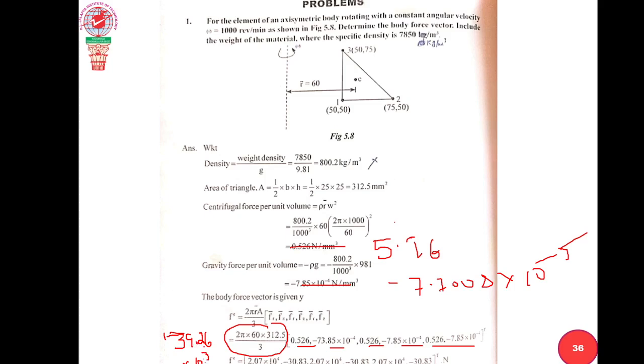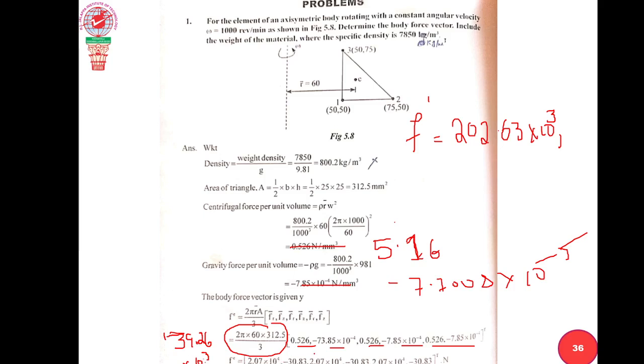Now this 39.26 into 10 power 3, multiply by the value inside. So 39.26 into 10 power 3 into 5.16. How much? 202.63 into 10 power 3. Correct? Yes sir. Comma.